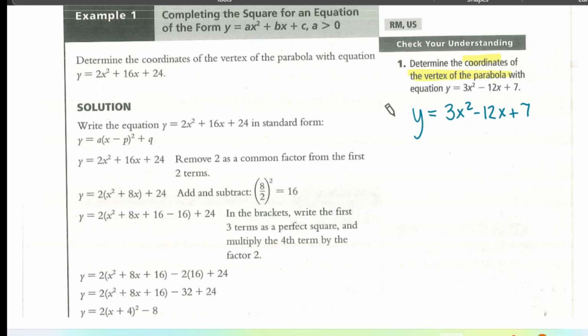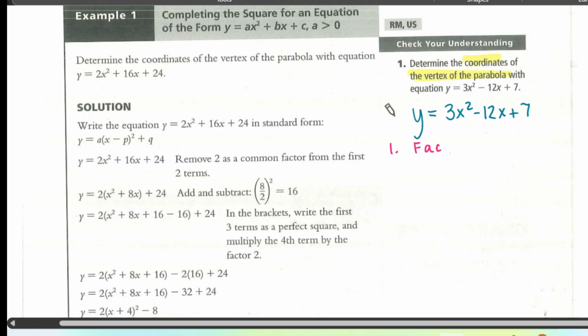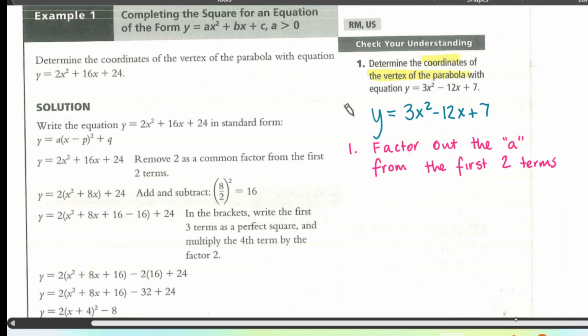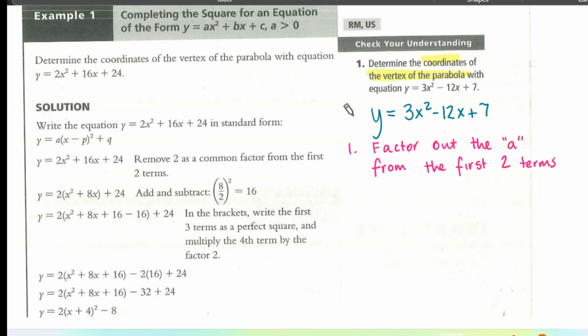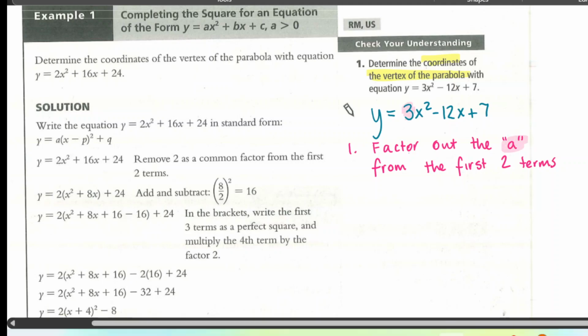Okay, so first step we're always going to do is factor out the a from the first two terms. You need to have a coefficient of 1 in front of the x squared term in order to complete the square properly. So the a value I'm talking about here is the 3. So if that is not 1, we need to factor that out. And we're just going to factor that out of the first two terms, because the constant term we're going to leave to the side for now. So let's see what that looks like.